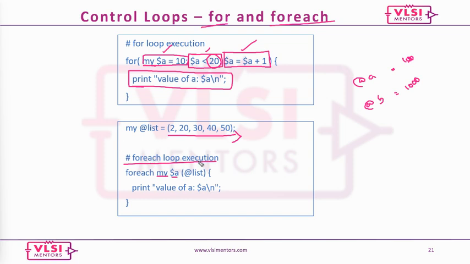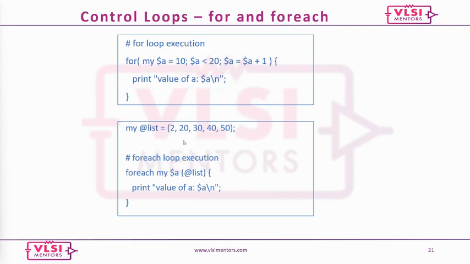I normally use foreach a lot, irrespective of whether it is Tcl or Perl, and that's my favorite loop execution. Okay, any questions before we continue?